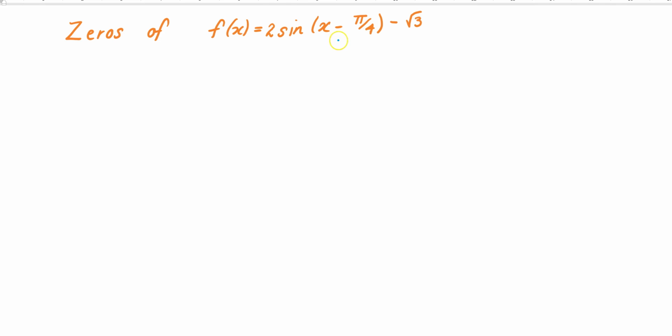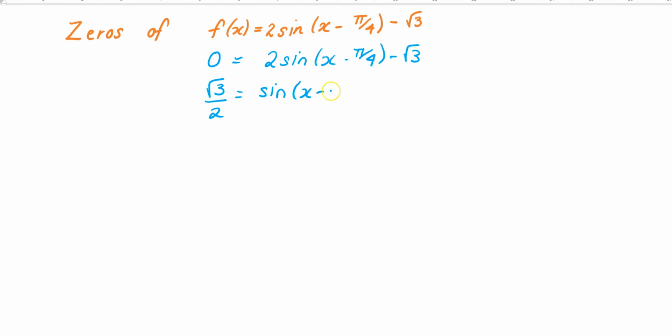Okay, another one here. This has now got a horizontal translation, and because there's no number in front of the x, we know that it's not going to affect the period. So here we go, get the zeros. So 0 equals 2 sine x minus pi on 4. I'm going to put the root 3 over the other side, get rid of the times 2, so we get root 3 on 2 equals sine x take pi on 4.